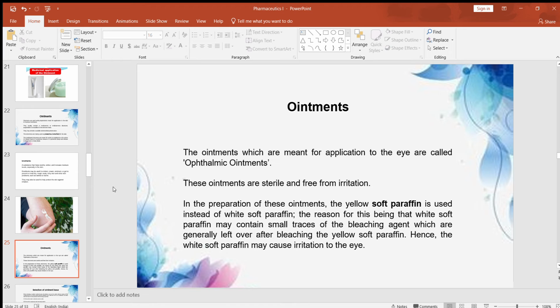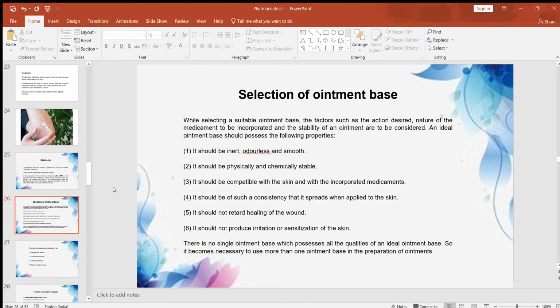Let's move on further. Yes, a very important thing is that we have seen we prepare ointment where one of the important components is ointment base. Without ointment base we cannot prepare ointment. Okay, so this acts as a carrier. The ointment base acts as a carrier in which we incorporate the drug. How do we incorporate the drug, in which form do we have this available?